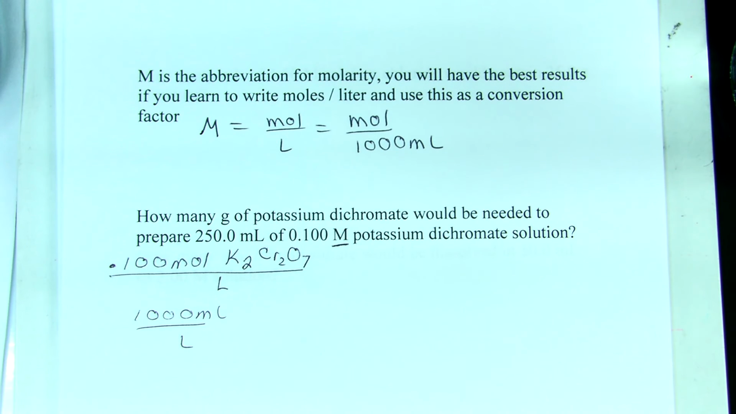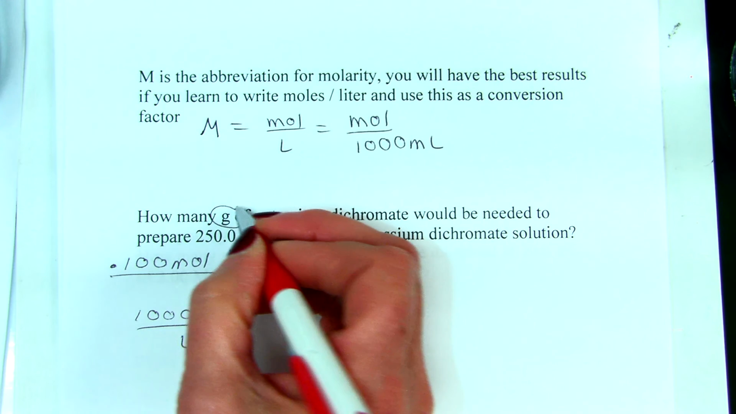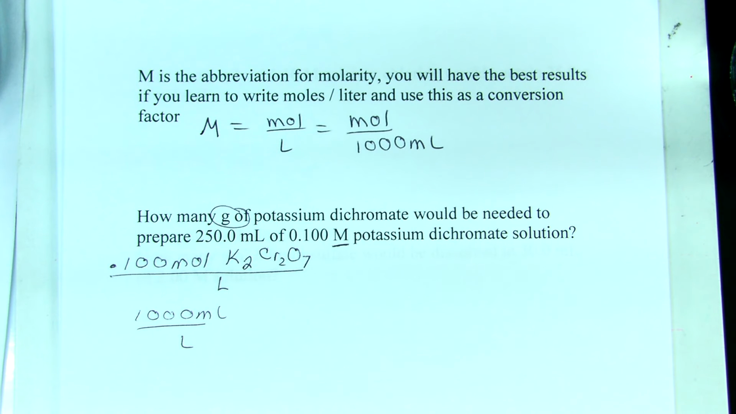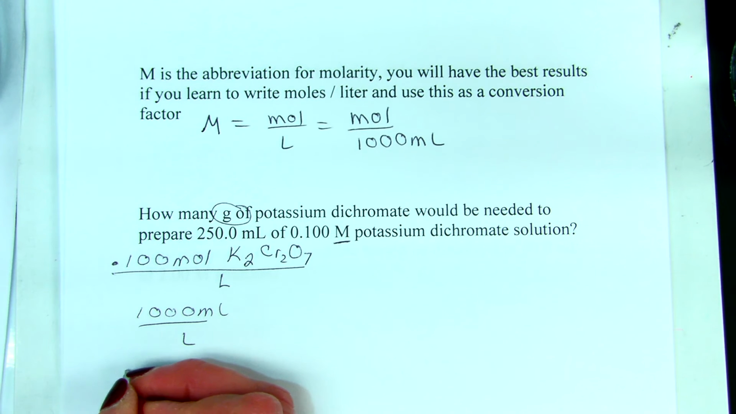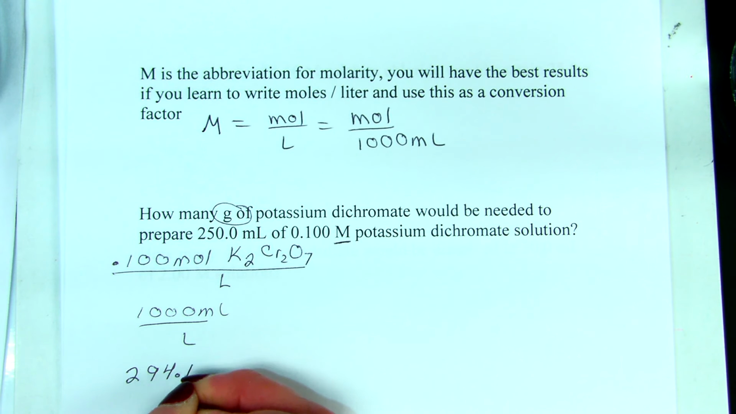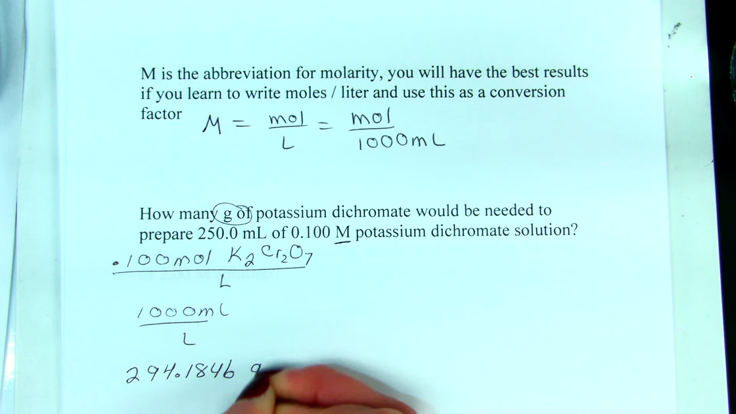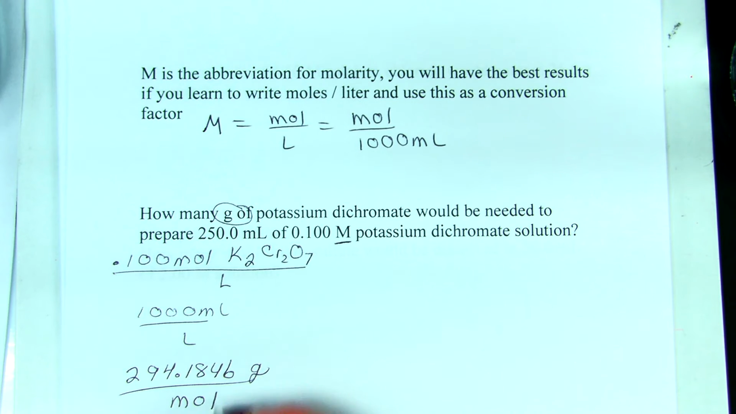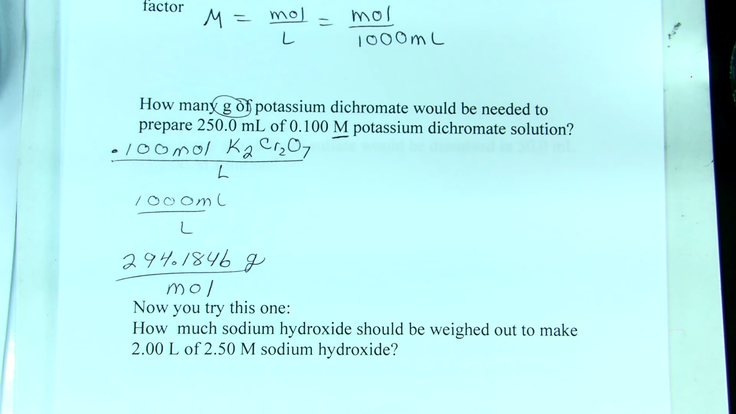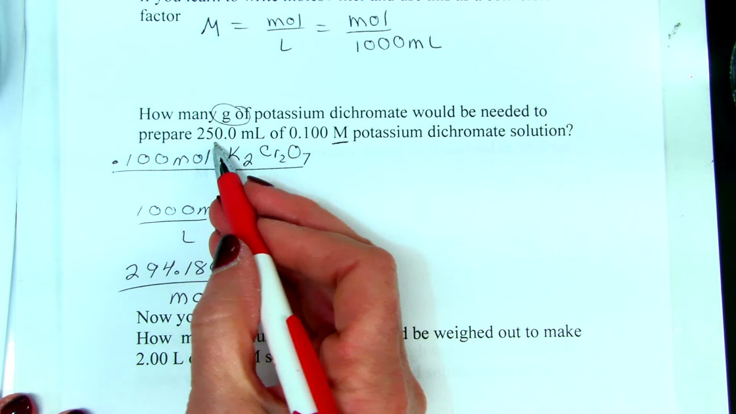And because this has information for us in grams, what do I need to calculate before I can start with my fence post calculation? Grams per mole, or the molar mass. So potassium dichromate is 294.1846 grams per mole. So I have to think about what information I need ahead of time. And I like to just write it all down on the page away from the numbers. And then I also want 250 mils.